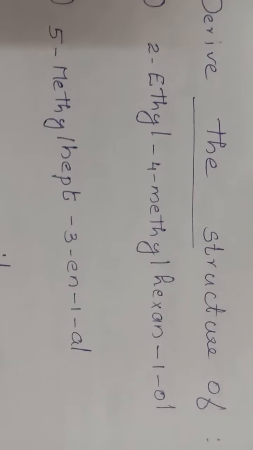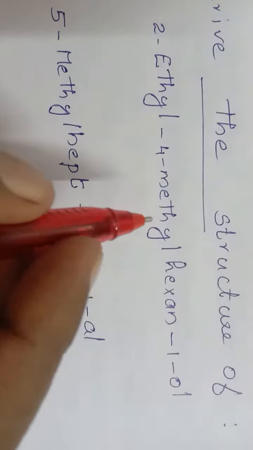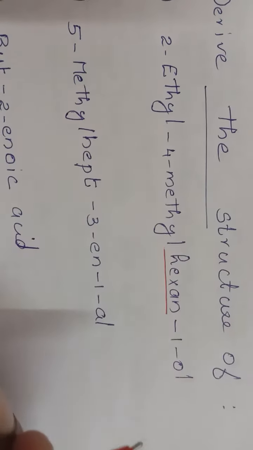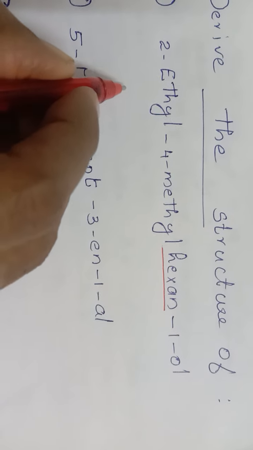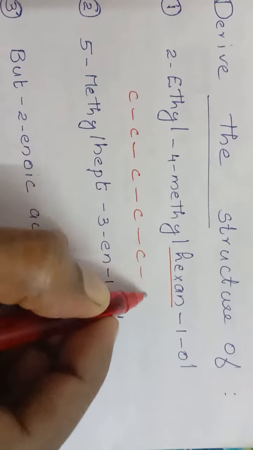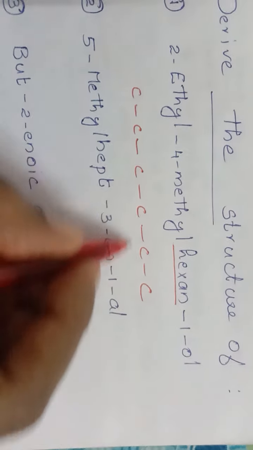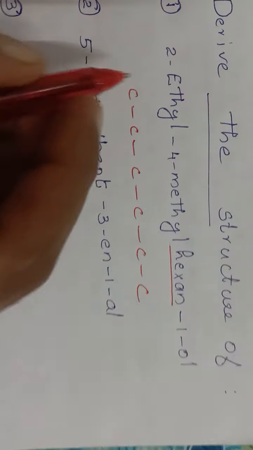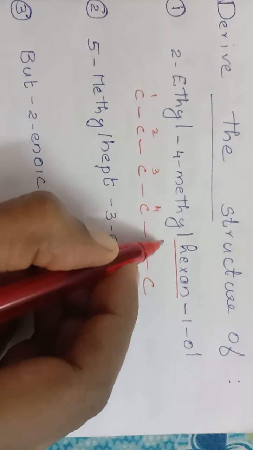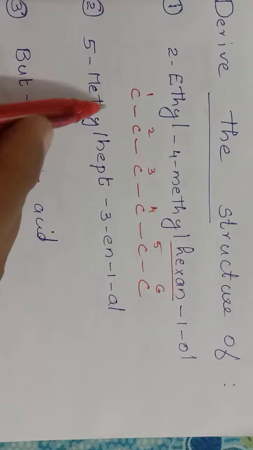Now let's see how to write the structure from the IUPAC name. 2-ethyl 4-methyl hexan-1-ol. Here you can see hex. Find out the word root. This is hexane. So how many carbon atoms? 6 carbon atoms. 1, 2, 3, 4, 5, 6. Hexane means all the carbon-carbon bonds are single bonds. Now you can number from any direction. I numbered from left. 4, 5, 6.